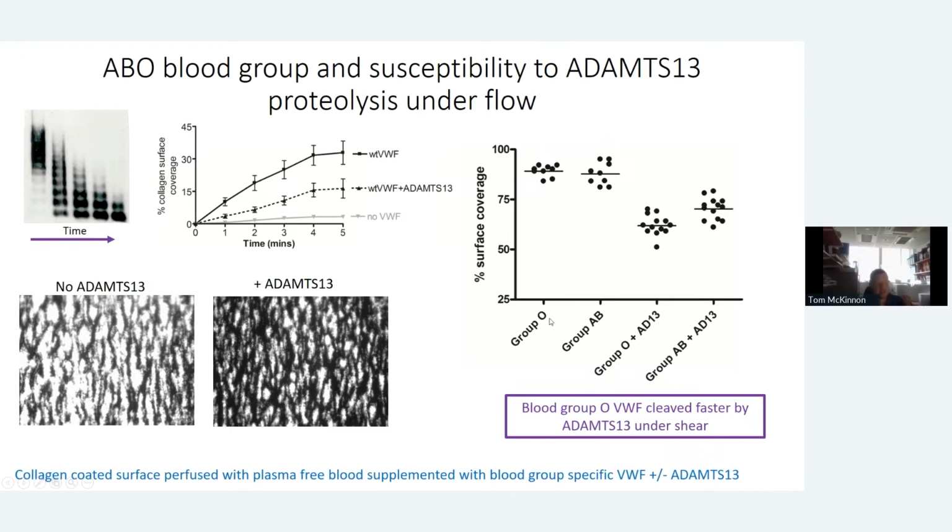So in the absence of ADAMTS13, blood group O VWF has a similar platelet capture profile to blood group AB VWF. What we can hopefully appreciate here is that individuals with blood group O, their von Willebrand factor protein is proteolyzed much faster, or visibly faster, than individuals with blood group AB von Willebrand factor.